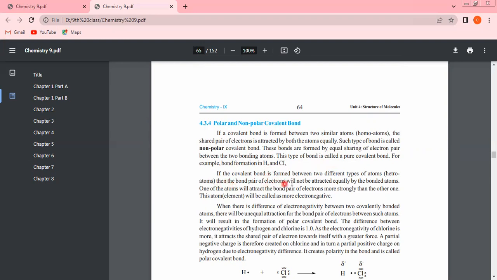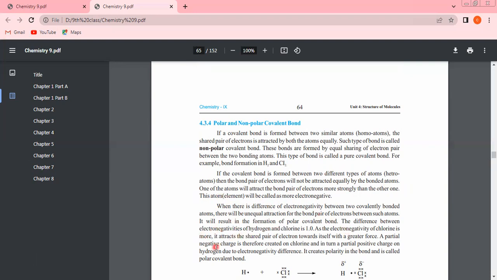If the covalent bond is formed between two different types of atoms, heteroatoms, then the bond pair of electrons will not be attracted equally by the bonded atoms. One of the atoms will attract the bond pair of electrons more strongly than the other one. This atom will be called the more electronegative element. When there is a difference of electronegativity between two covalently bonded atoms, there will be unequal attraction for the bond pair of electrons between such atoms. It will result in the formation of polar covalent bonds.